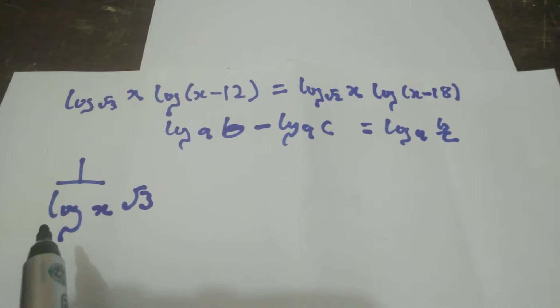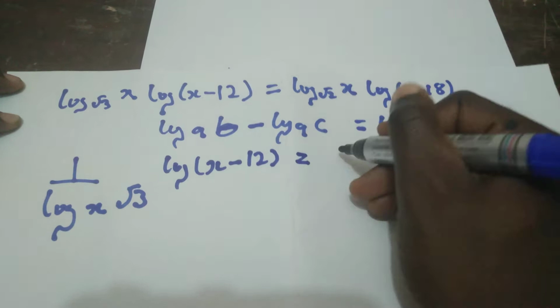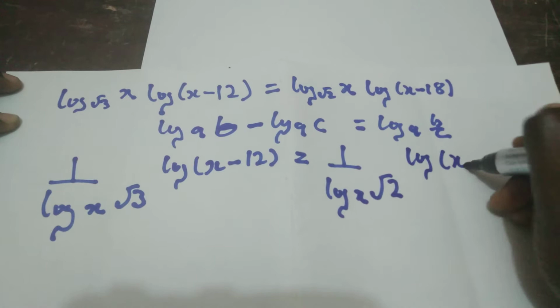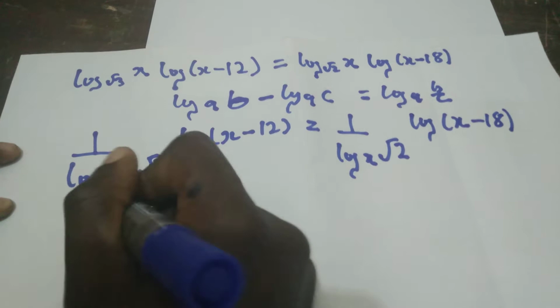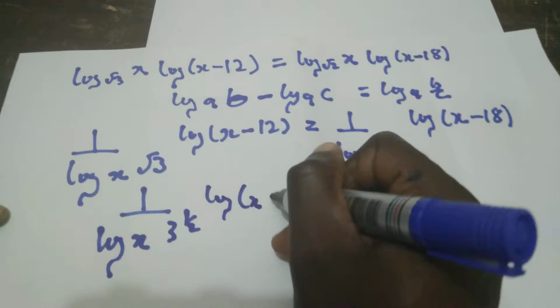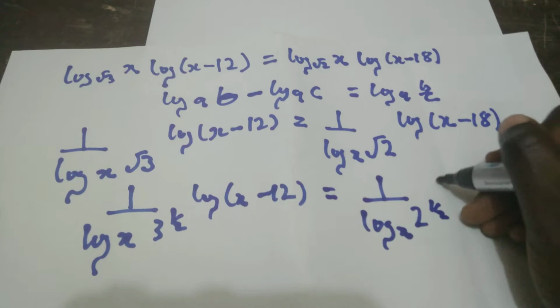Likewise, the other is 1 over log to the base x of root 2. Using indices, we can write root 3 as 3 to the power half. So we have 1 over log to the base x of 3 to the power half, then log of (x minus 12), equal to 1 over log to the base x of 2 to the power half, then log of (x minus 18).